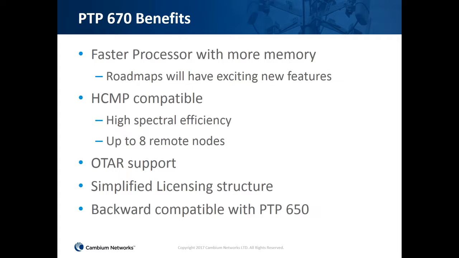So what are the benefits of the PTP 670? One is the faster processing power with more memory. Second is the HCMP compatibility. We support up to 8 remote nodes, and it has really high spectral efficiency. It has OTA support. It has a simplified licensing structure, so you don't need to pay for the full capacity key as you did for the 650. And this is the most important part: it is backward compatible with the 650.